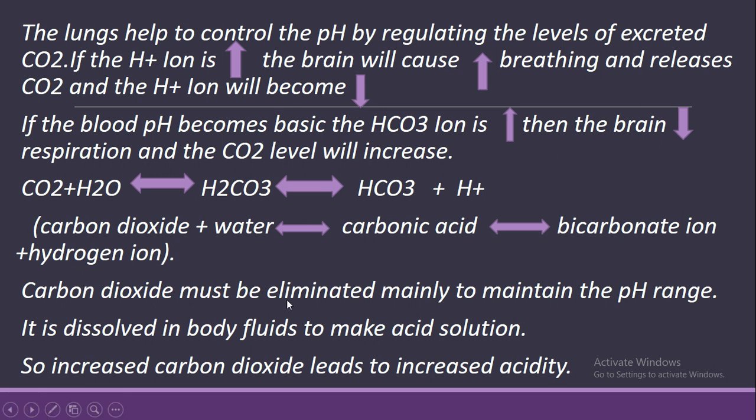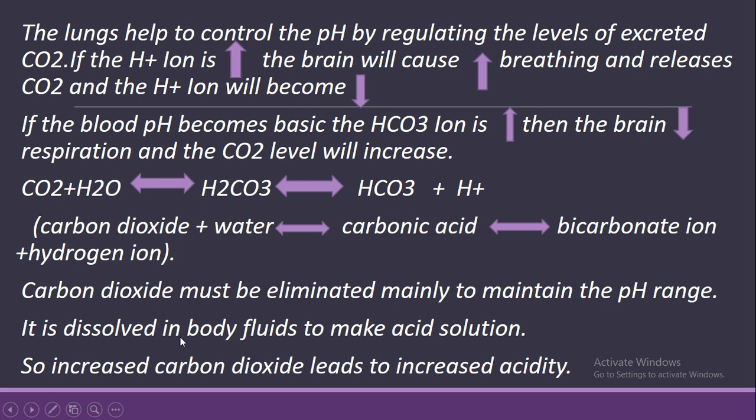So carbon dioxide must be eliminated mainly to maintain the pH range. Here in the lungs, the pH range is automatically maintained by the carbon dioxide. If the carbon dioxide is more in the body, then the lungs tend to produce increased breathing, and it causes increased release of carbon dioxide. The H plus ion will become low. If there is decreased breathing, the HCO3 ion is increased, and the carbon dioxide level will be increased.